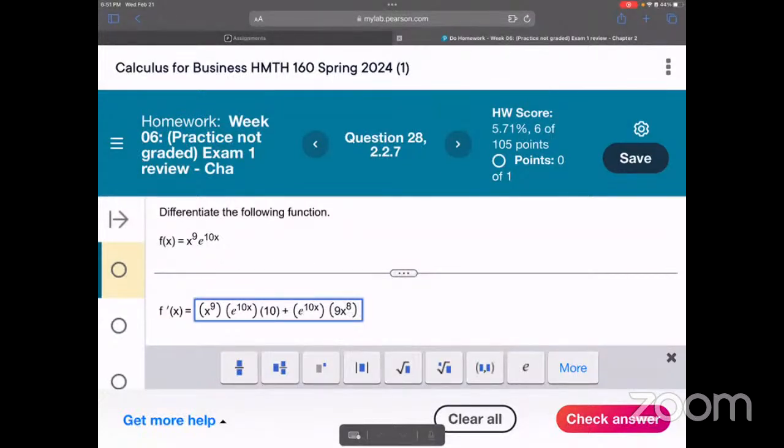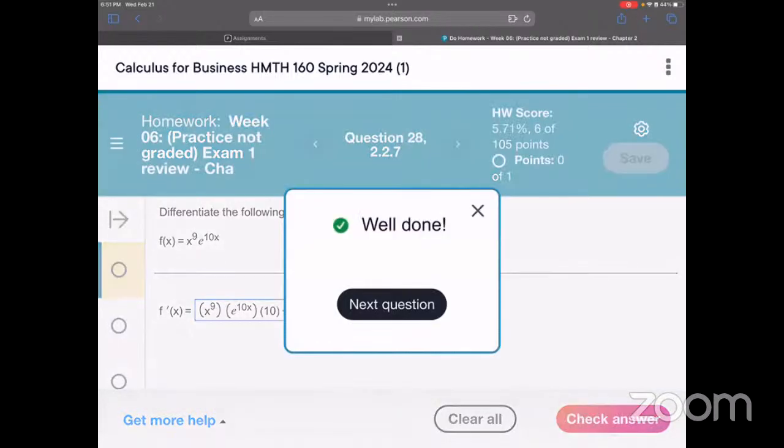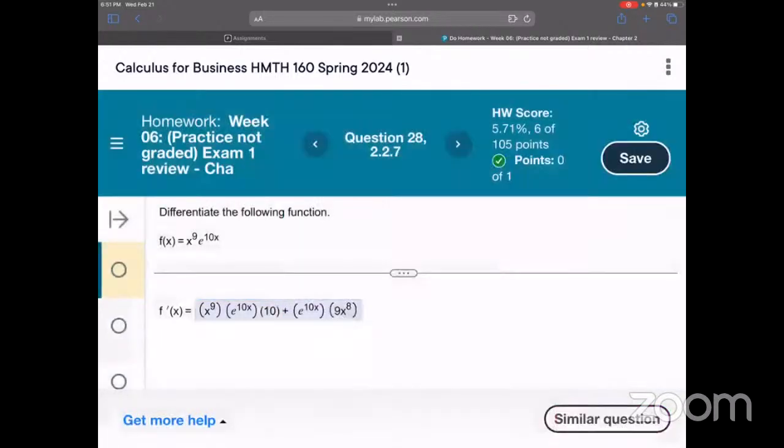I mean, we could factor it. I'm going to see if it takes this. Again, all I did was the first times the derivative of the second plus the second times the derivative of the first. Okay, let's see another question.